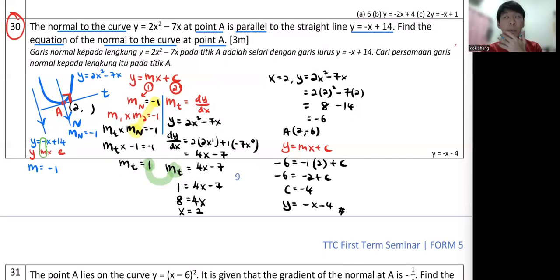35 is the next one. Let me see first. I think 35 should be our last one. No time to go for the rest of it. 35 should be our last one.